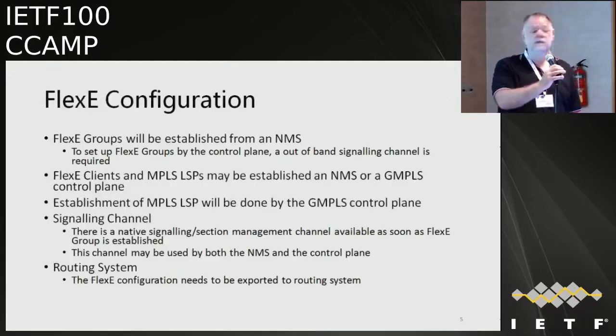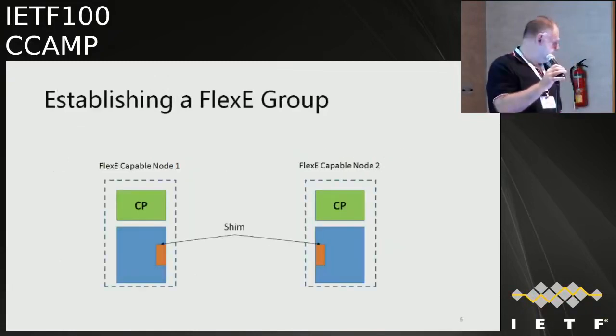Okay, so Flexi configuration. An operator could take a number of different approaches. He could configure the entire infrastructure and leave the MPLS LSP over Flexi to the control plane only. Or you can set up the Flexi client with the GMPLS control plane and only configure the Flexi group. Or you can do everything from the control plane. The discussion there is how we deal with the signaling channel. But I think we have it captured now, so it should work. I think that's it. Next.